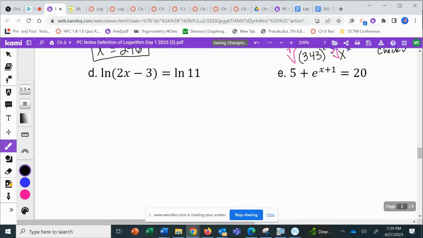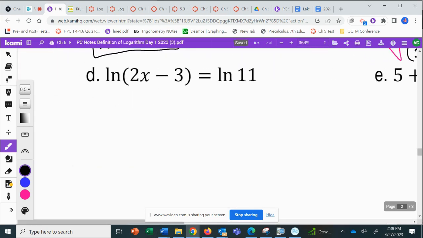Alrighty, 2 more. ln of 2x minus 3 equals ln 11. We need to get rid of the ln to get the x by itself. How do we get rid of an ln? What's the inverse of ln? E. Now remember, on your calculator, it's e to the x. So to both sides, we are exponentiating.